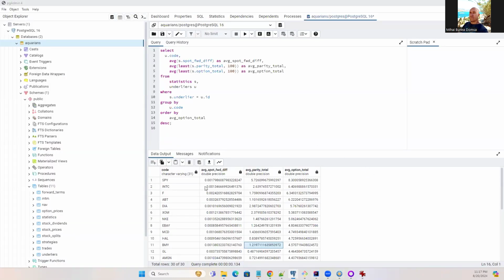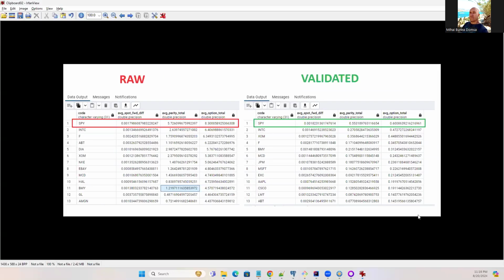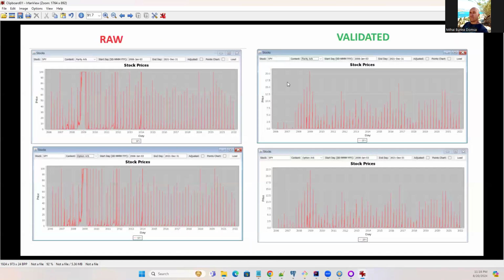Okay, so this was the original aggregated query, and running another one on the validated data, we can see the difference. So from around an average of 8.3% daily, the maximum option arbitrage, parity arbitrage that was found was reduced to 0.6%, so almost more than 10 times. And let's take a look at how individual values look for just SPY.